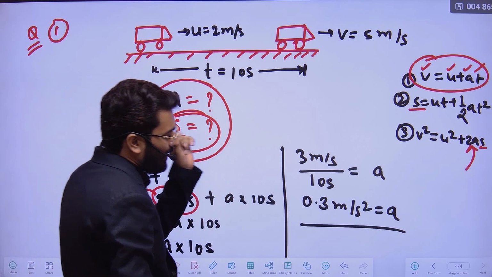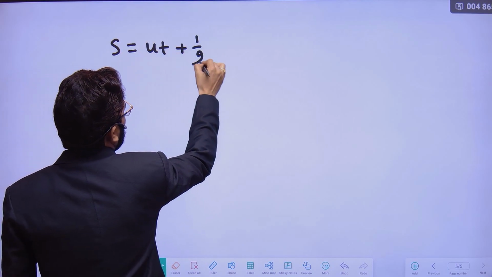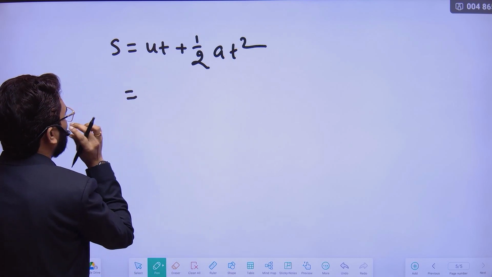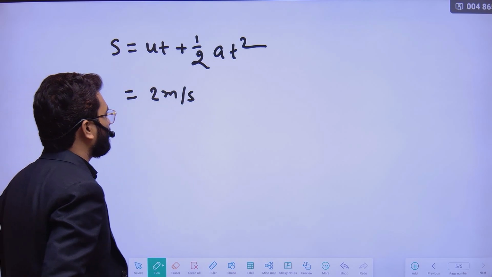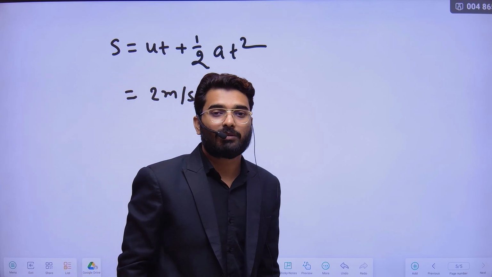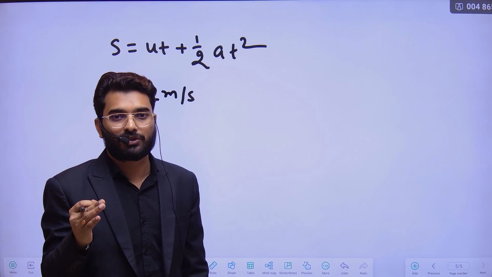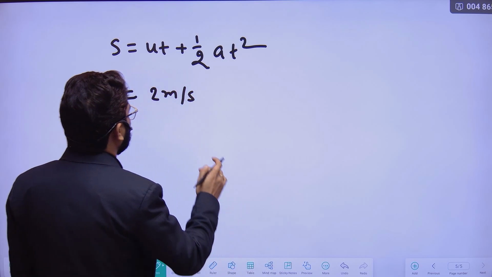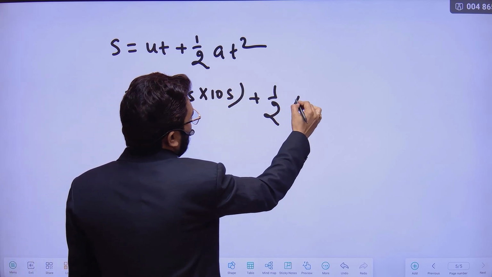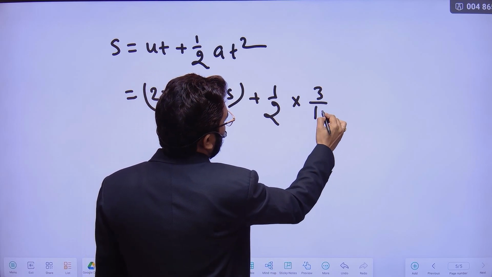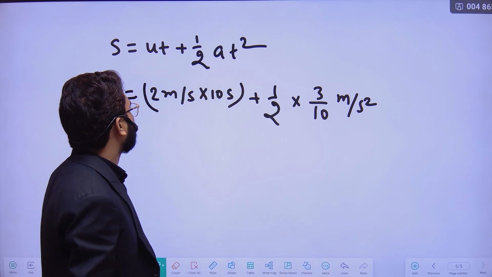S is equal to ut plus half at square. On the next page I will write S is equal to ut plus half at square, and u is what? 2 meter per second. I am writing with SI units only for you, so that whenever you write or solve, you must know how to solve with SI units. And the timing is 10 second plus half a. The value of a we found is 3 by 10 meter per second square, and again the timing, which is 10 seconds.